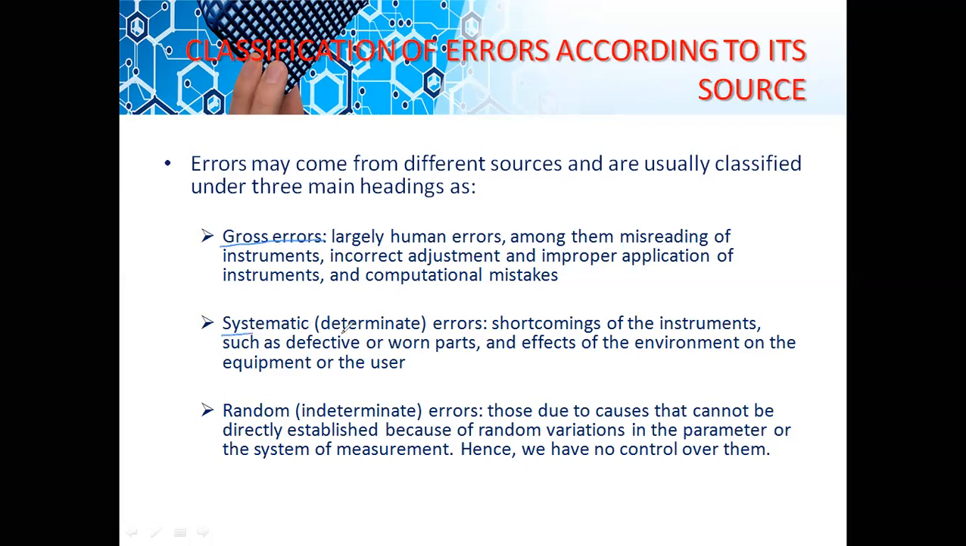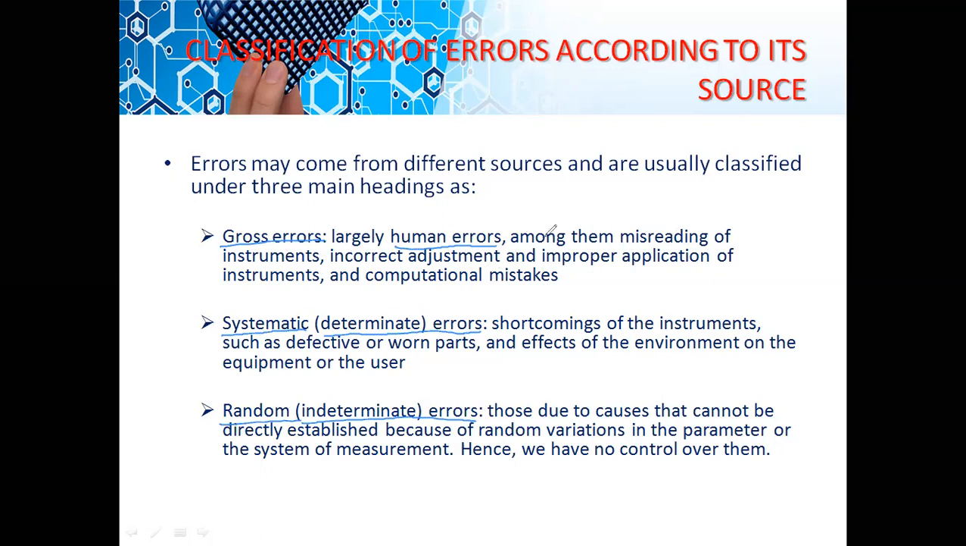systematic or determinate errors, random or indeterminate errors. Gross errors are largely human errors. So these gross errors may include misreading of instruments or incorrect adjustments or improper applications of instruments and computational mistakes. So, gross error can be any one among these.